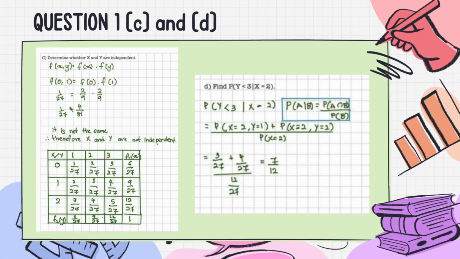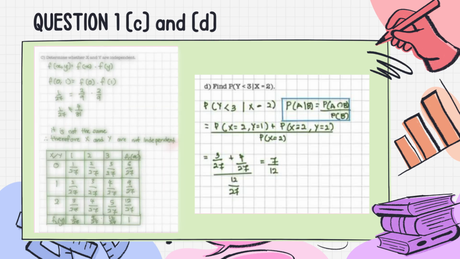Next, we check whether the random variables x and y are independent. Two random variables are independent if for all values of x and y the joint probability equals the product of the marginal probabilities. To test this, we compare one joint probability with the corresponding product of marginals. For example, when x equals 0 and y equals 1, the joint probability is 1 over 27. However, the product of the marginal probabilities is f of x equals 0 multiplied by f of y equals 1, which equals 2 over 9 times 2 over 9, giving 4 over 81. Since 1 over 27 is not equal to 4 over 81, the independence condition is not satisfied. Therefore, x and y are not independent.